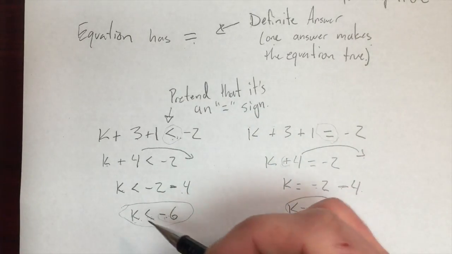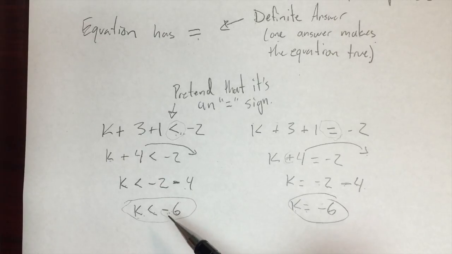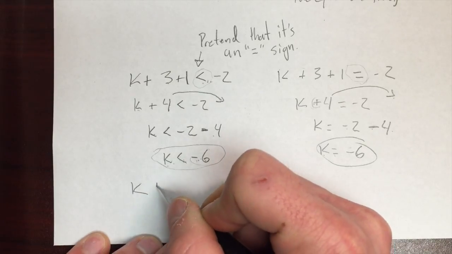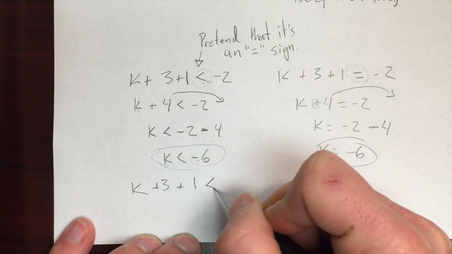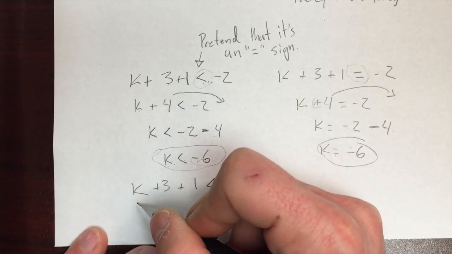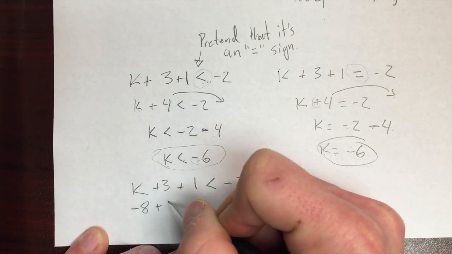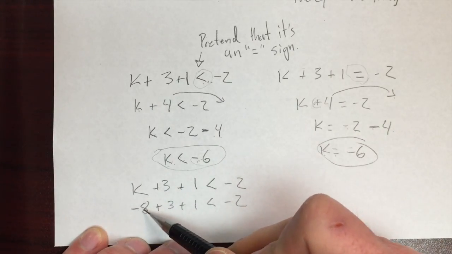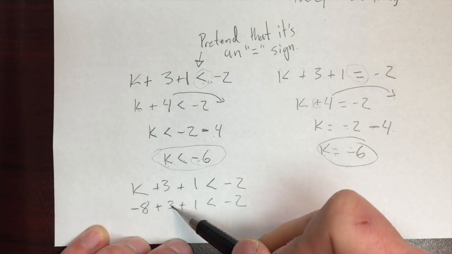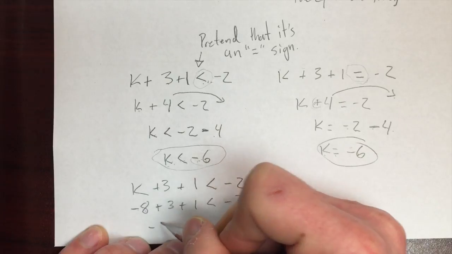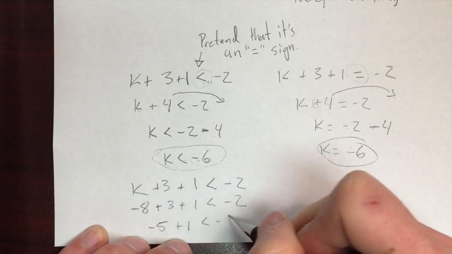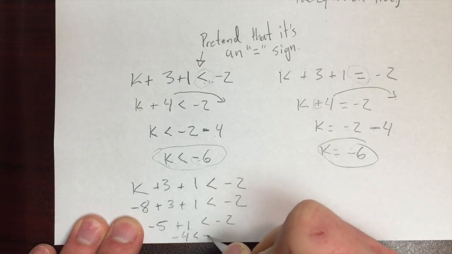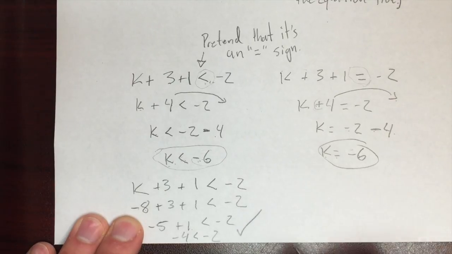Okay? So just to prove to you that any number less than negative 6 could be k, I'm going to plug a number in here. I'm going to say k plus 3 plus 1 is less than negative 2, and I'm going to substitute a number in: negative 8 plus 3 plus 1 is less than negative 2. Okay? Negative 8 plus 3 is negative 5. Plus 1 is less than negative 2. Negative 5 plus 1 is negative 4, which is less than negative 2. Is that true? Yes, it is.